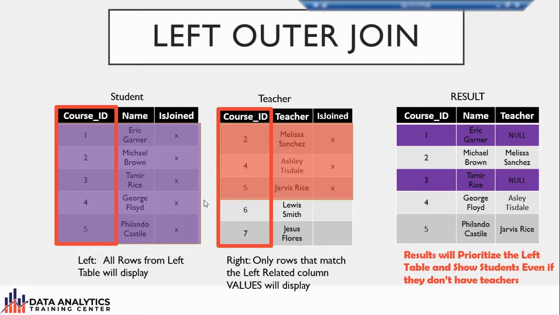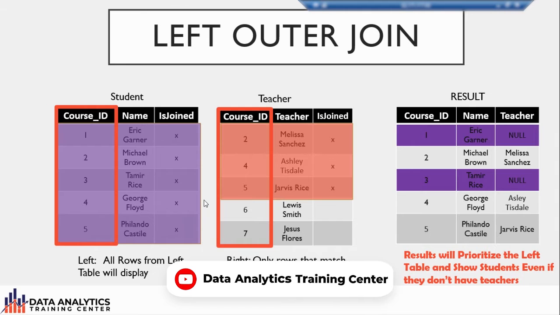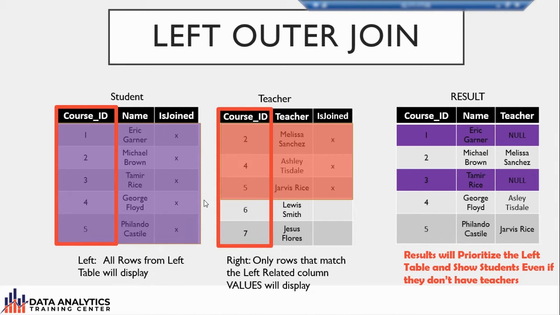Now, how this left outer join is going to execute our merge table output, which is our result set, it's going to prioritize the left table. In our case, it's the student table. So it's going to bring in all the rows from the left table that you see. And then when it gets to the right table, only the rows that match the left related column values will display. So all the rows that have a match on the related column from the teacher table are going to be displayed in the result set.